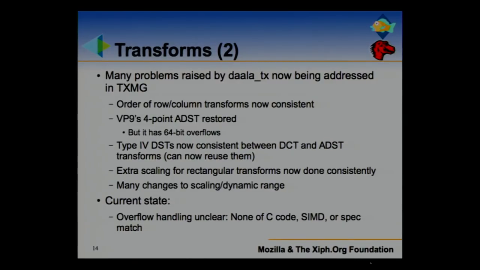So that helps. And there have been lots of changes to how the scaling and dynamic range and all that stuff work. The main thing that has to be resolved right now is that the overflow handling is unclear. If you inject arbitrary quantization noise into your coefficients, then you can cause all sorts of arithmetic operations to overflow. And it's unclear how you're supposed to handle that because the C code does one thing and the SIMD code does another thing and the spec says something else. And so all that needs to be made consistent. All right, that was transforms.